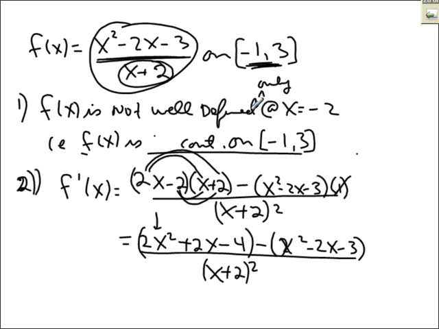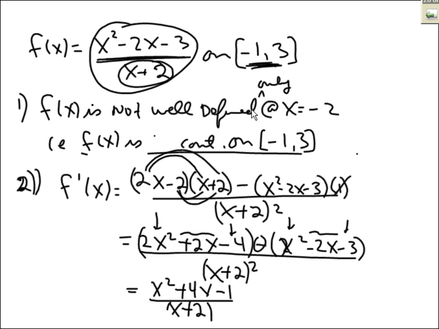We have 2x squared, and here we have x squared. And we are subtracting. So now we only have 1x squared. Here we have plus 2x. Here we have minus 2x. We're subtracting. That gives us 4x. Here we have minus 4, and here we have -3, and we're subtracting. That gives us -1. And all of this is divided by x plus 2 squared.